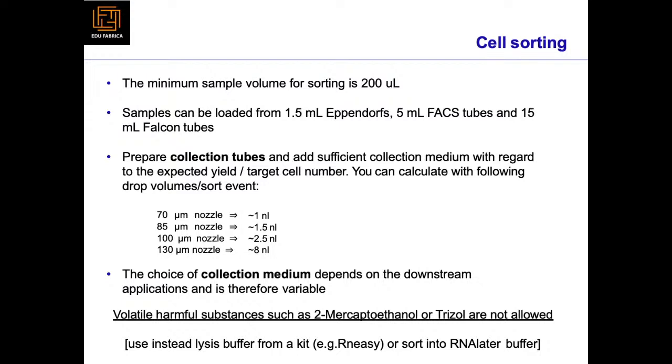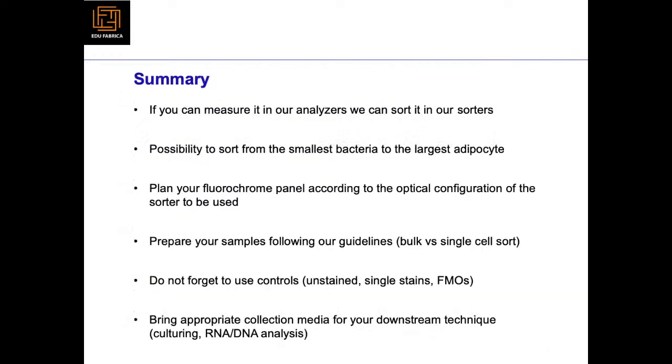Prepare collection tubes. Add sufficient collection tubes with regard to the expected yields and target cell number. You can calculate the drop volumes also. In summary, we can measure with our analyzers, we can sort with our sorters, with the possibility to sort from the smallest bacteria to the largest adipocytes. Plan your fluorochrome panel according to the optical configuration. Prepare your samples according to the guidelines. Do not forget to use your controls, and bring appropriate collection media for your downstream technique.